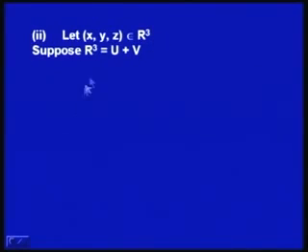Now, in the second part we assume that R cube is equal to U plus V.